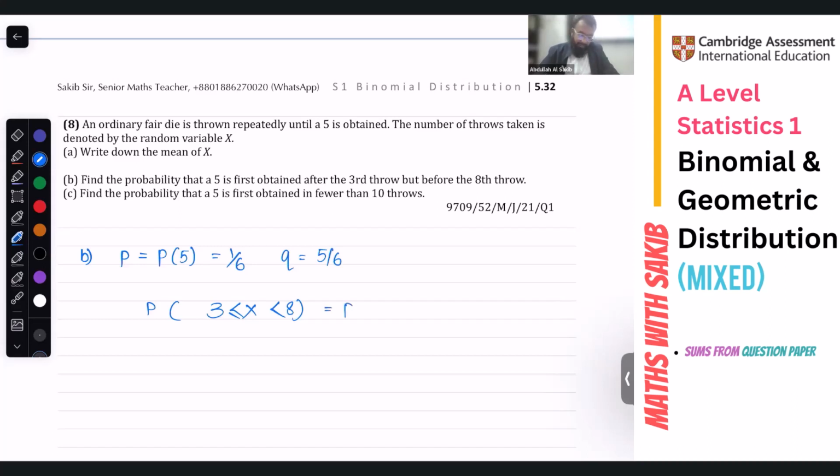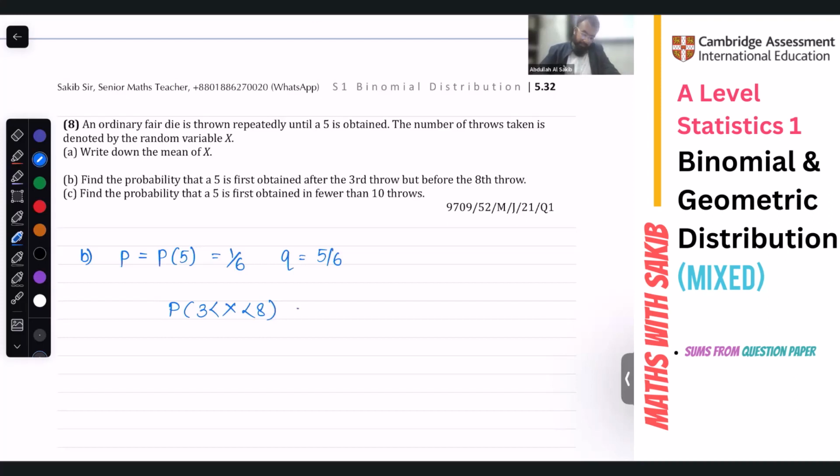That means what? Can I write like this? After the 3rd throw. Oh, sorry, after the 3rd throw. So it says: find the probability that a 5 is first obtained after the 3rd throw. That means x should be more than 3, and before the 8th throw, that means x is less than 8.